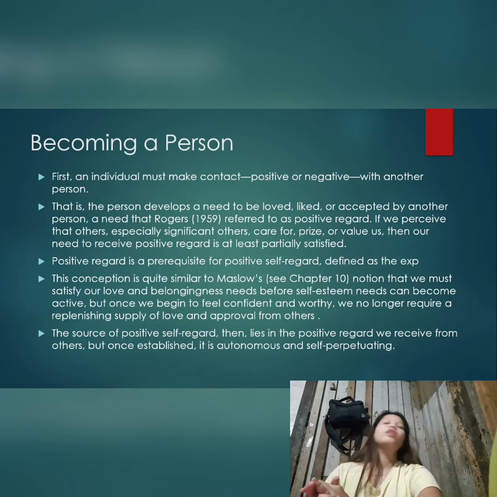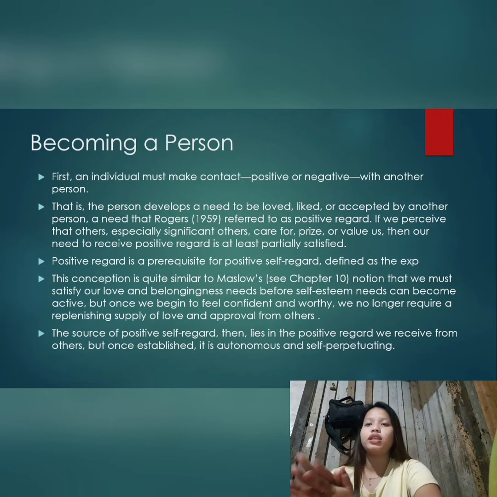So the last one is the source of positive self-regard. It lies in the positive regard we receive from others, but once established, it is autonomous and self-perpetuating.